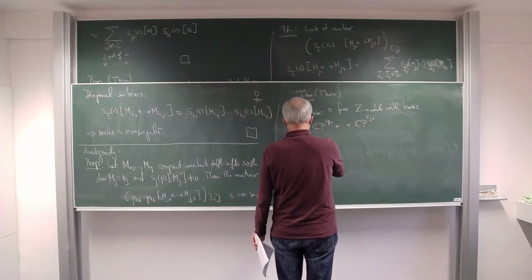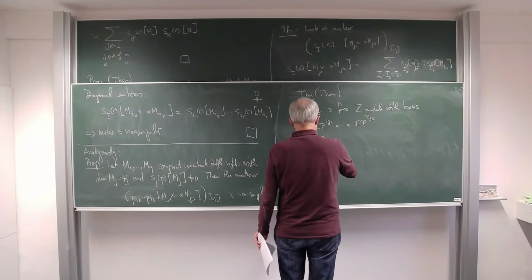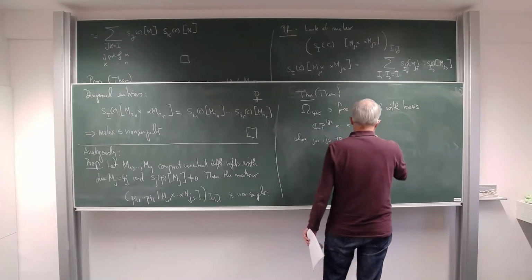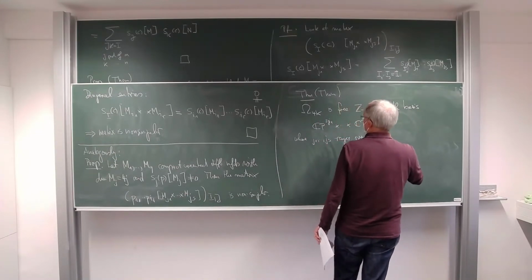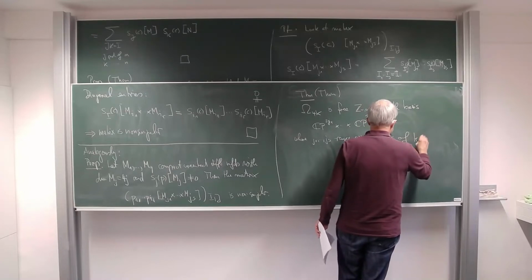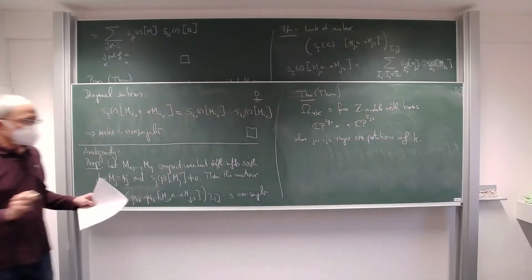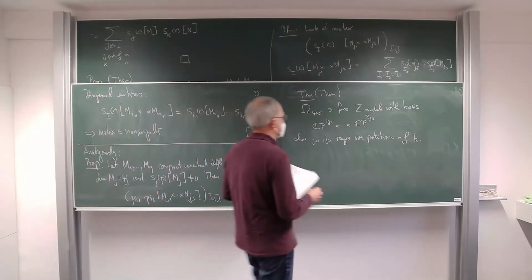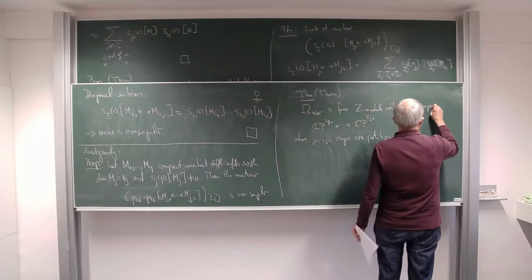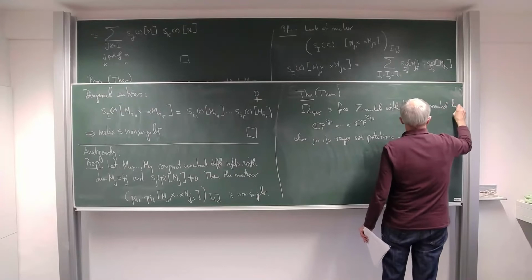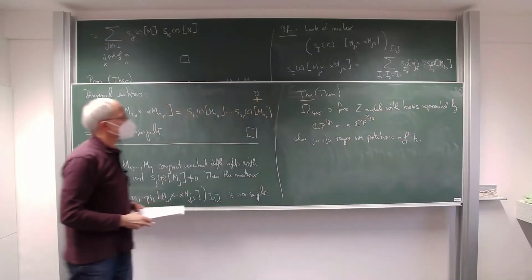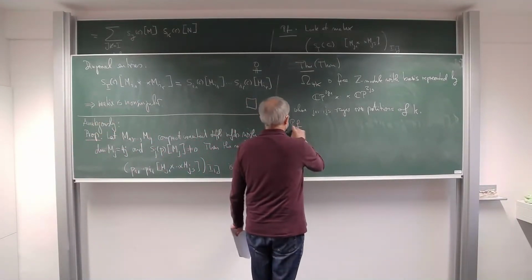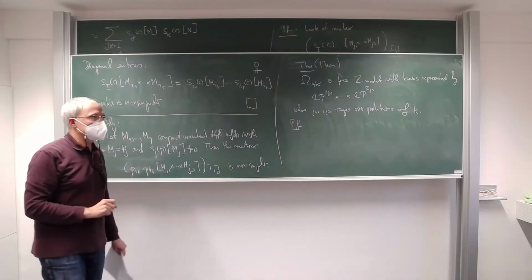Where these partitions range over all partitions of k. So the corresponding products of complex projective spaces give us a basis represented by these manifolds. And I had announced that I prove only one part of it, namely the linear independence.